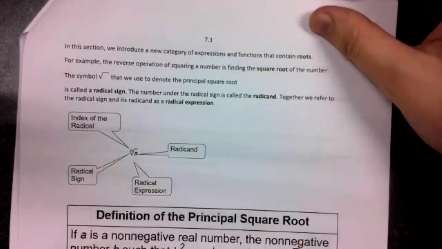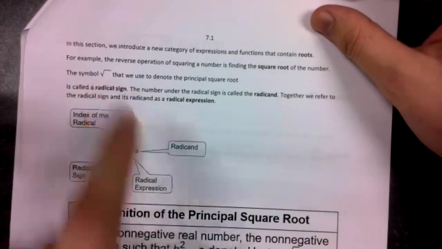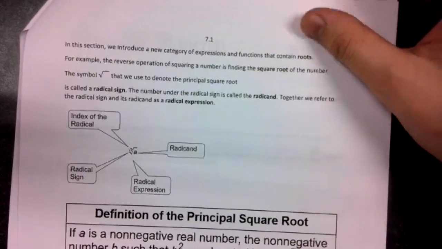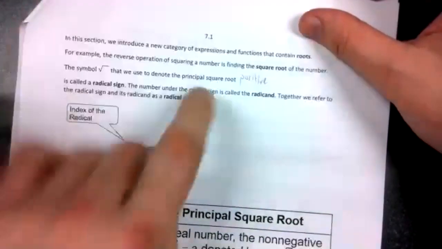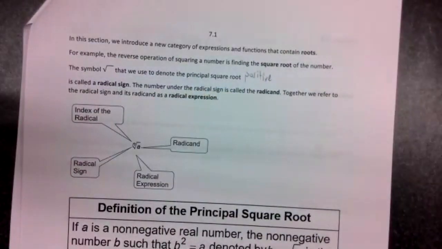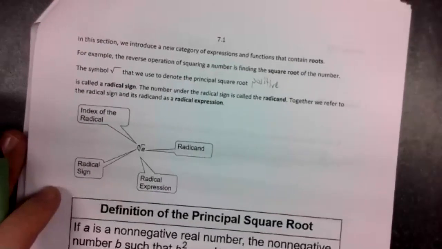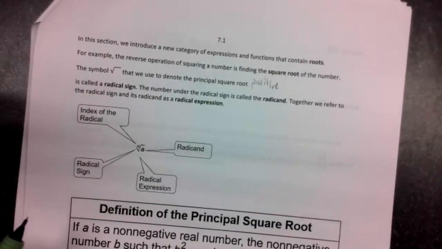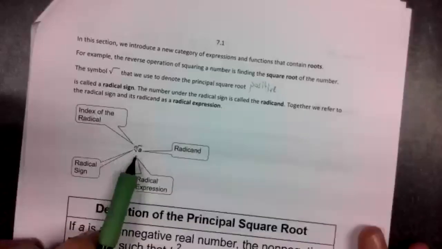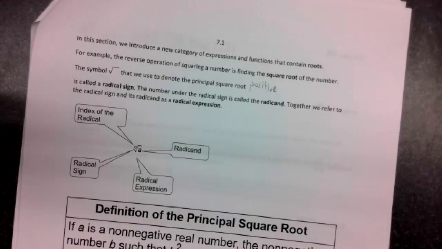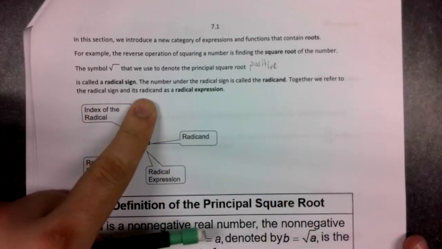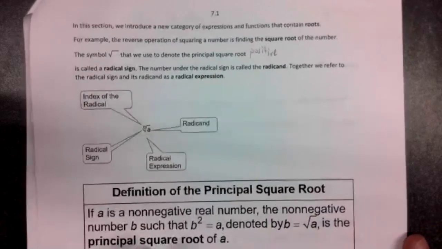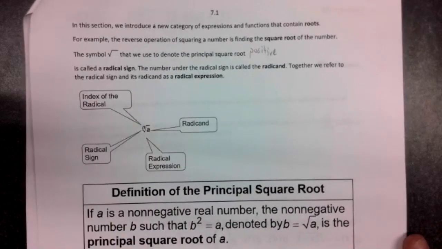So square rooting. We use this symbol to denote the principal square root, or just the positive square root. So this is specifically the positive square root, and it's called the radical sign. The number under the radical sign is called the radicand. It's just whatever's under the root. Together, we refer to the radical sign and the radicand as the radical expression, right? So everything there is the radical expression.